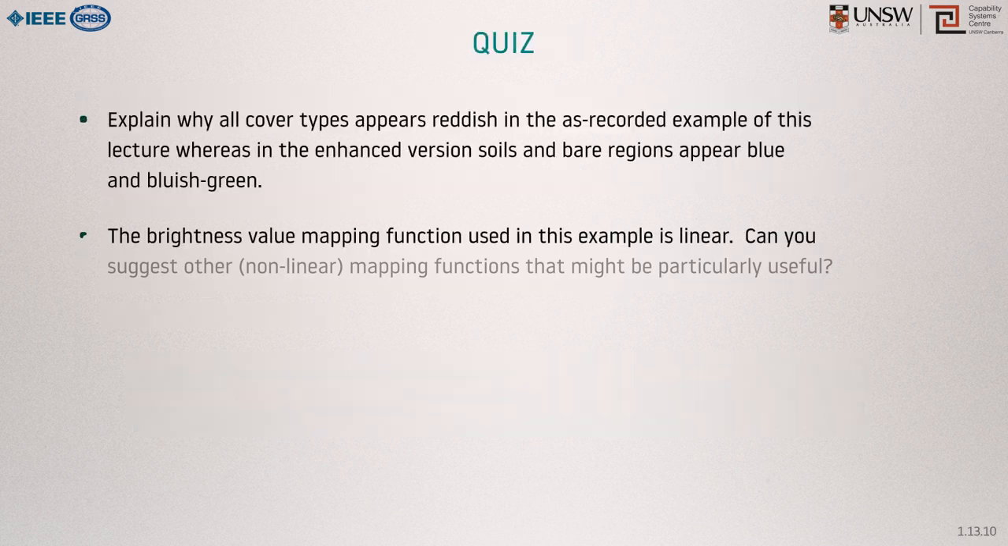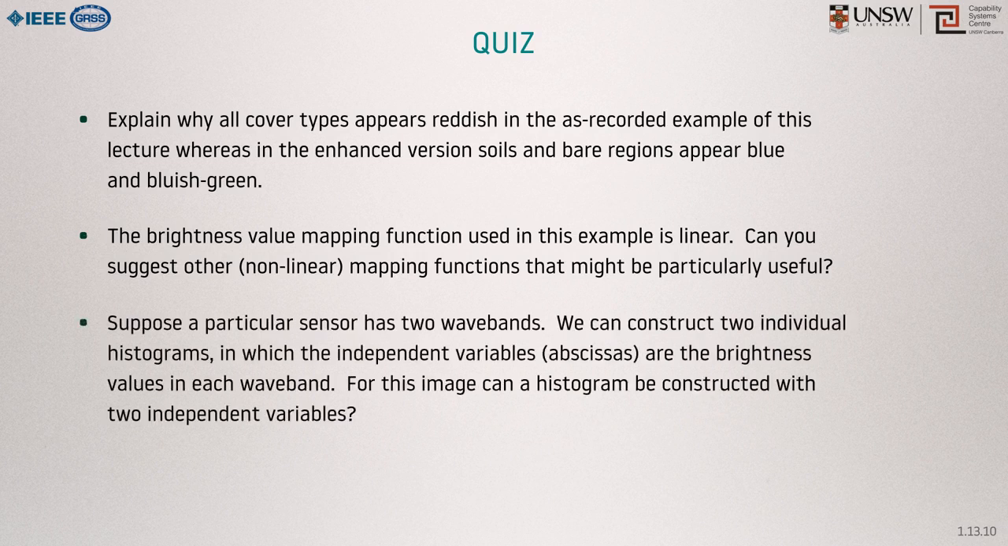Take particular note of the second question here. The brightness value mapping function does not always need to be linear, as discussed in this lecture. Instead, it can have a range of nonlinear forms which can give added emphasis to particular ranges of brightness.